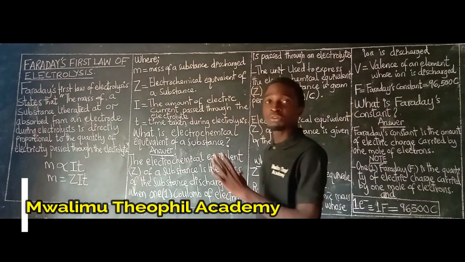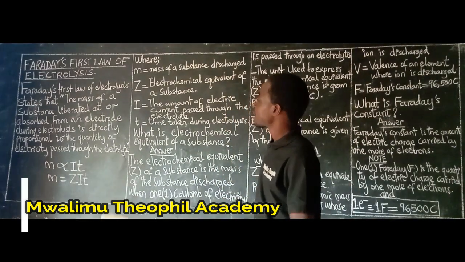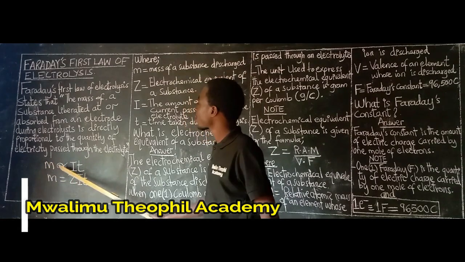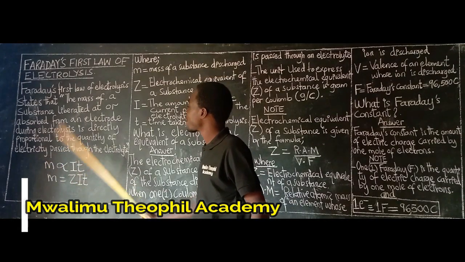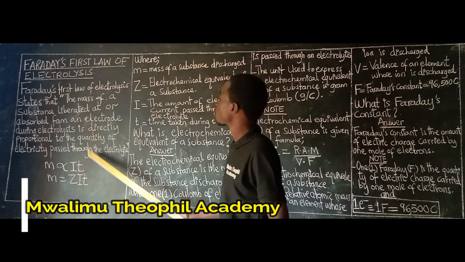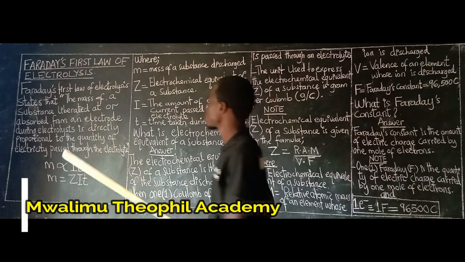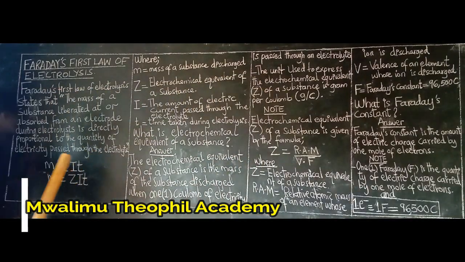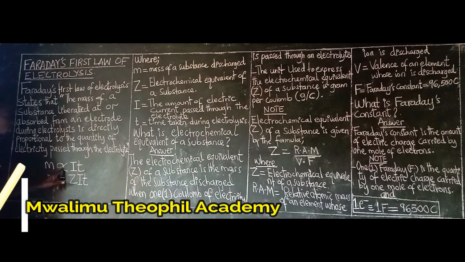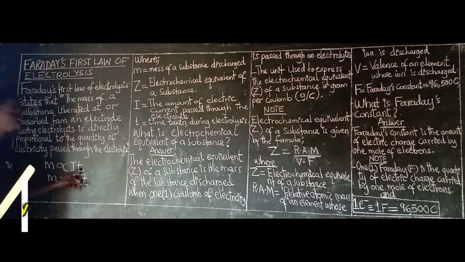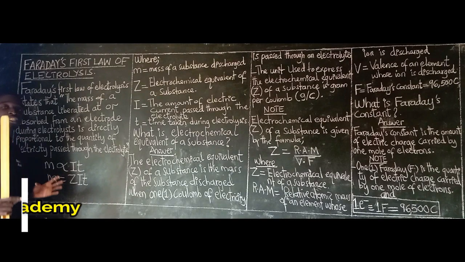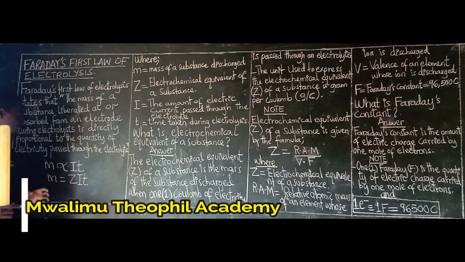Now, according to this law, you can see that the mass liberated is directly proportional to the quantity of electricity. As you can see here, I have written that the mass is directly proportional to current times time. You have to know that when you take current times time, it is where we get the quantity of electricity, the charge. Now, after removing the proportionality sign, we get mass is equal to ZIT.